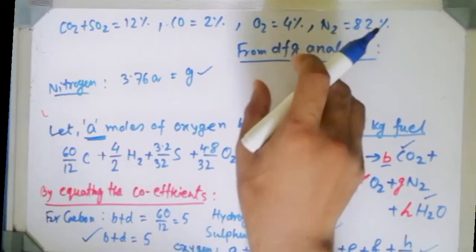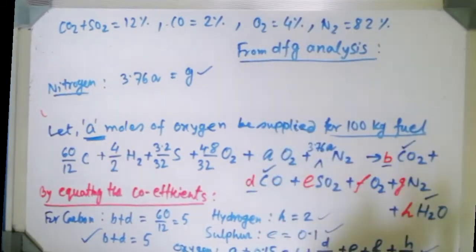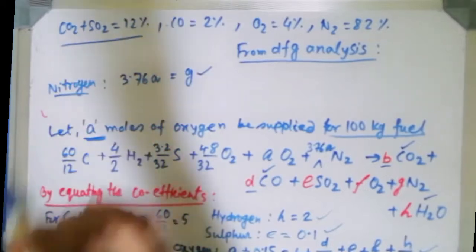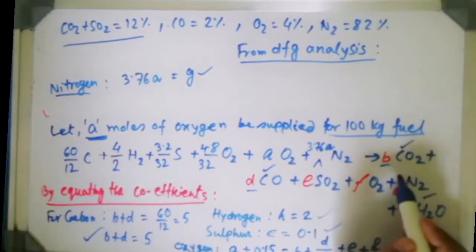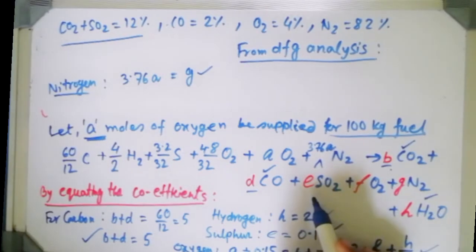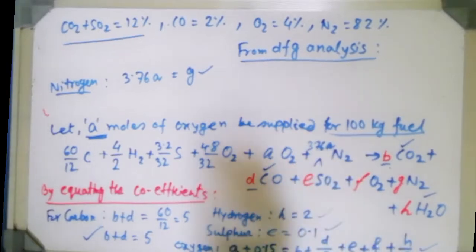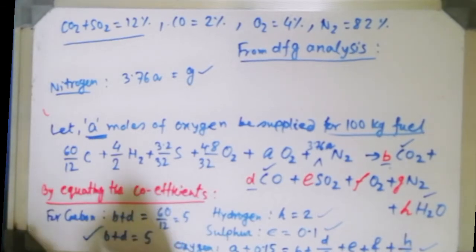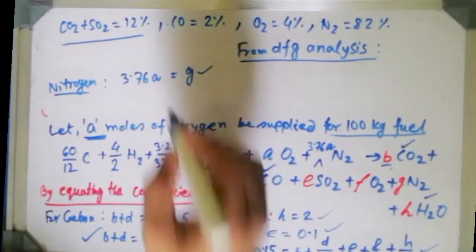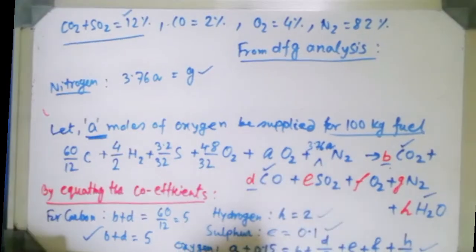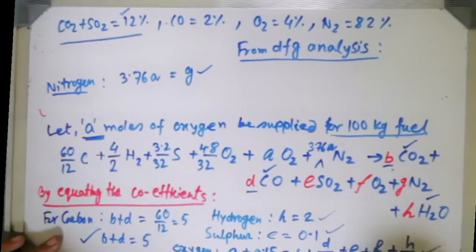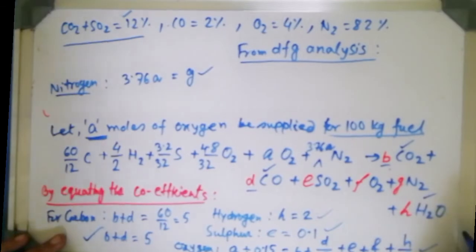Now here CO2 is B and SO2 is E. So find the value of carbon first. Carbon I have mentioned that CO2 plus SO2, that is 12%, and B, where those coefficients, let me watch first. Yes, CO2 is here and SO2 is here. Check this equation. So I named it CO2 by B mole and SO2 by E mole.